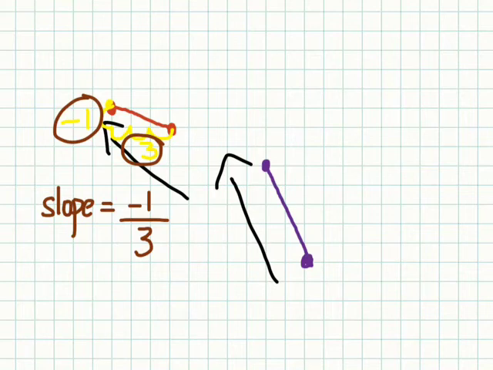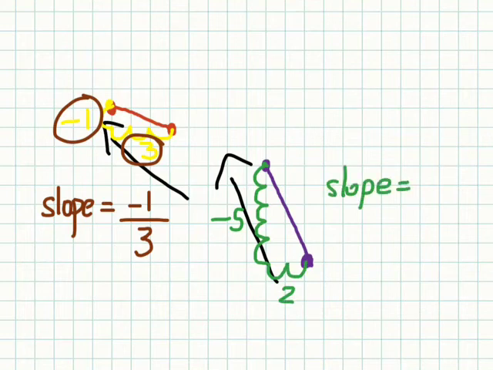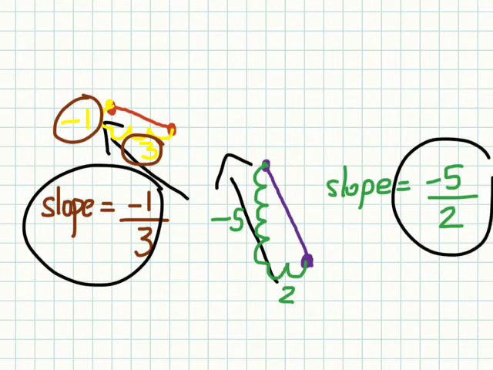Okay, let's try the other one. I'll use a different color. Again, the rise, we're going down. So let's count. 1, 2, 3, 4, 5. So the rise is -5. What's the run? +2. So the slope of this line is what? -5 over 2, rise over run. Both of these slopes were negative. Both of the other slopes that we looked at earlier were both positive. Okay? So we're going to write a concluding statement.